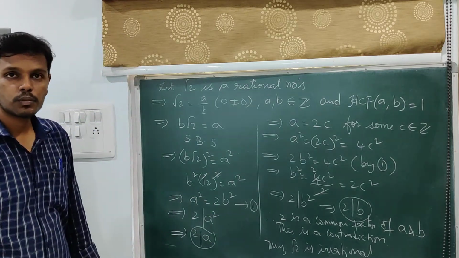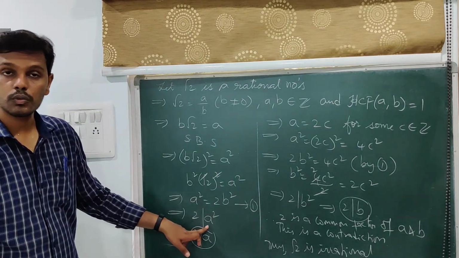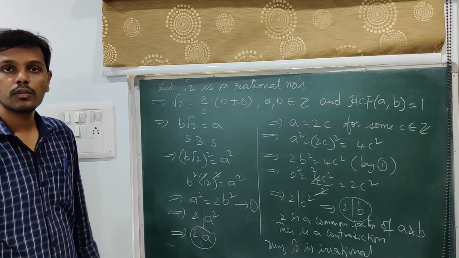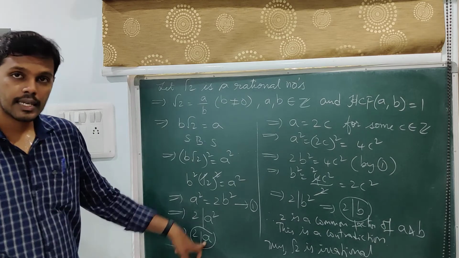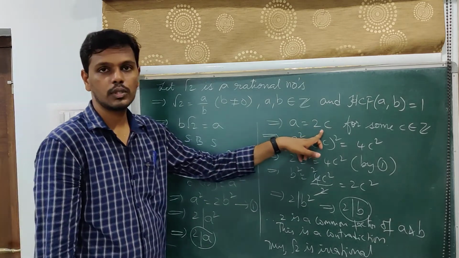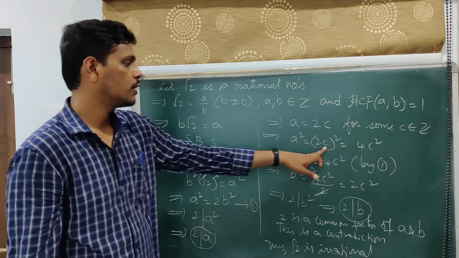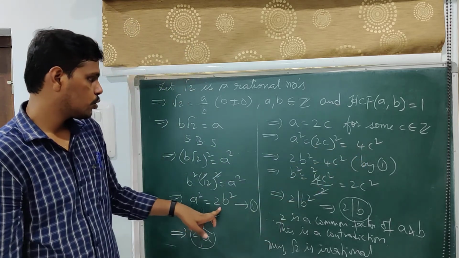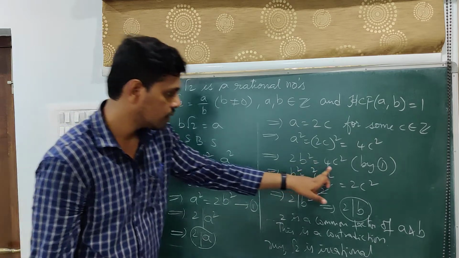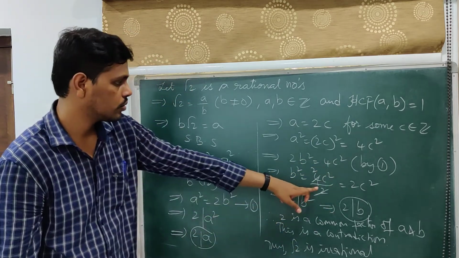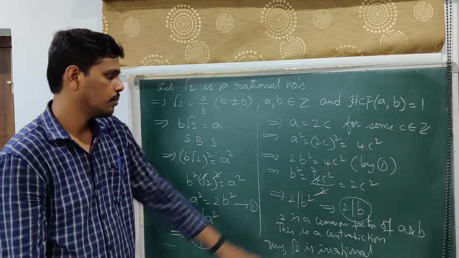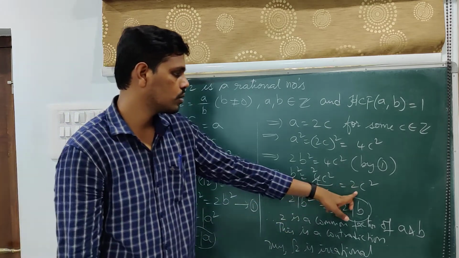So by the definition of divisibility, we can say that 2 divides a square. If 2 divides a square, again by the statement, I can have 2 divides a. So if 2 divides a, again by the definition, I can write a is equal to 2 into c. I have squared it on both sides, and a square is 2b square. I have substituted the value, then transposed 2 to the other side. So b square is equal to 2c square.